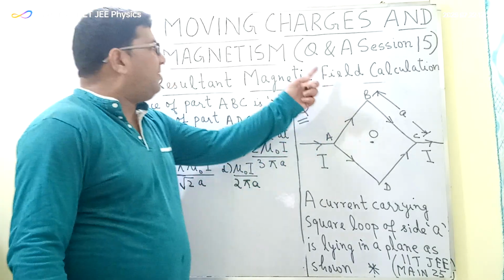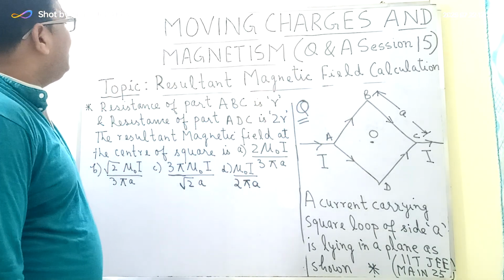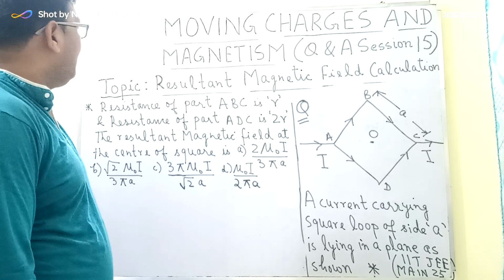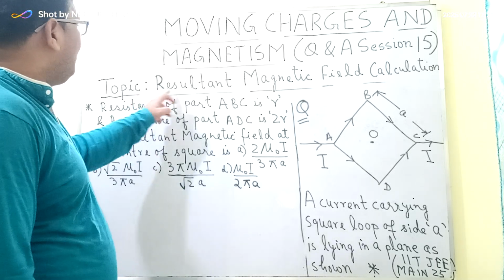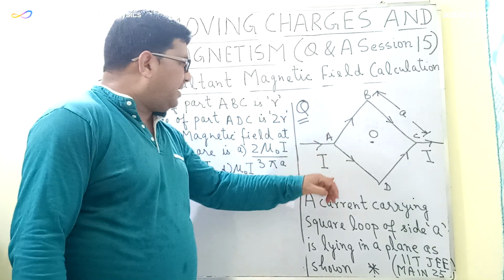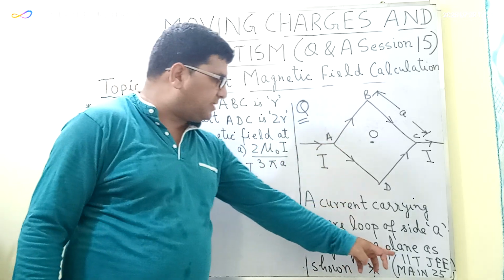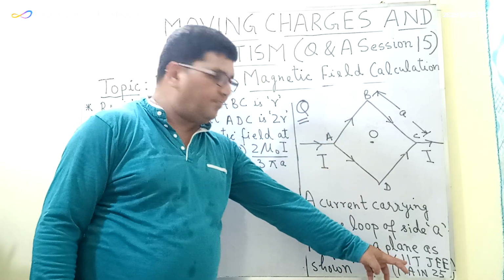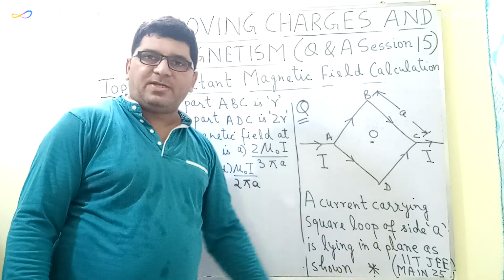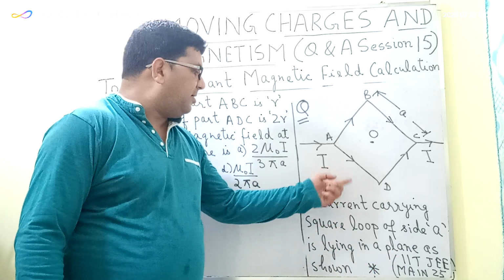Good afternoon and welcome to the Q&A session 15 from the chapter of moving charges and magnetism. The topic is the calculation of resultant magnetic field, and based on this topic I have one question for this session which was asked in the IIT JEE Main exam in the year 2025. So ये इसी साल का question है.